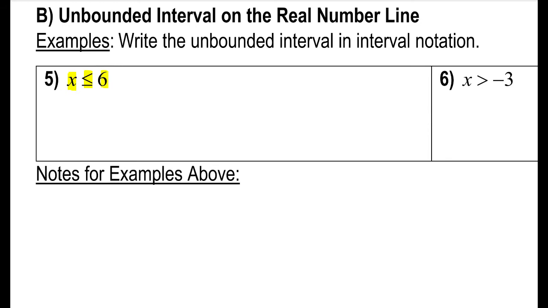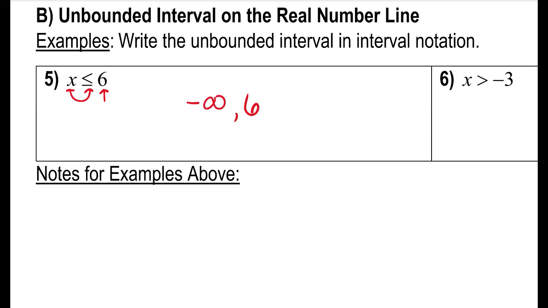So if you look at this first one, I have x is less than or equal to 6. So if I start at 6 and I'm less than or equal to 6, that means I can be any number less than 6, which means 6 will be my highest number that I get to, because I don't go over that. So I'm going to put a comma in the front and put negative infinity.